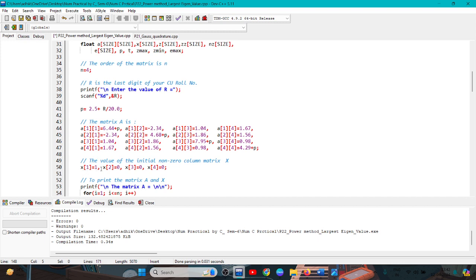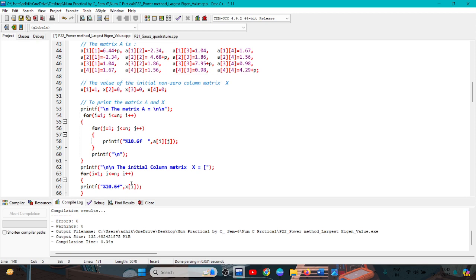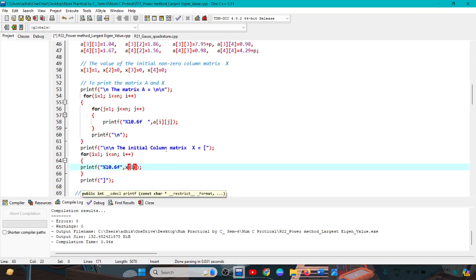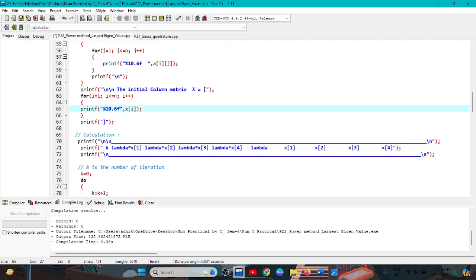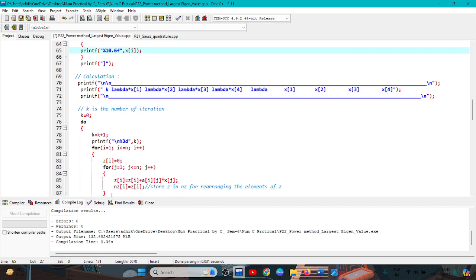If you put x1 equal to 0, this is a 0 matrix, so the method fails. So you must put a non-zero column matrix, this X. At least one of these x must be not equal to 0. Now we print the matrix A and the corresponding initial column matrix X. Print this. Next we go to the calculation of this power method.